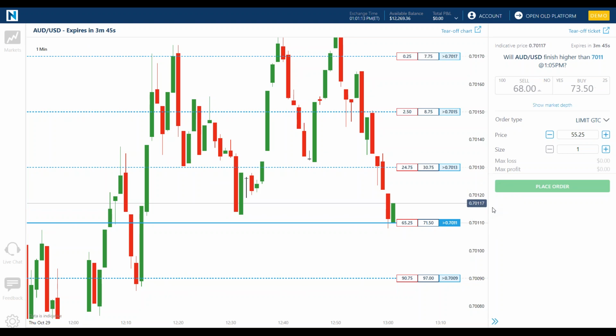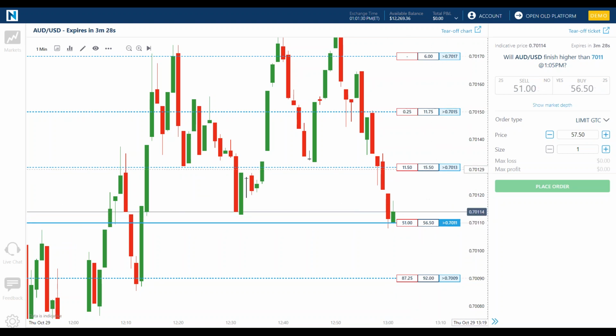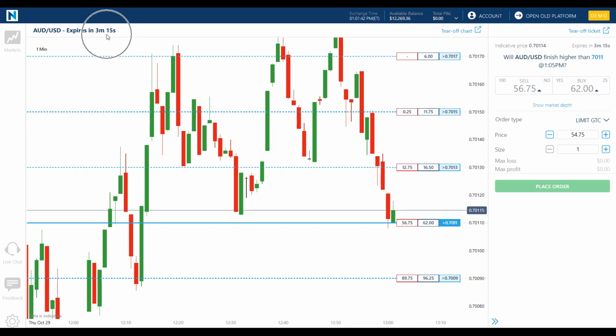You can see the price of the Aussie dollar right here on the right, and as it moves around, the prices of the different strikes are going to trade around the probability that this statement is going to be true. So let's go ahead and pick this one where it's right at the money, the 70.11, and we can see: will the Aussie US dollar finish higher than 70.11 in the next 3 minutes and 15 seconds?